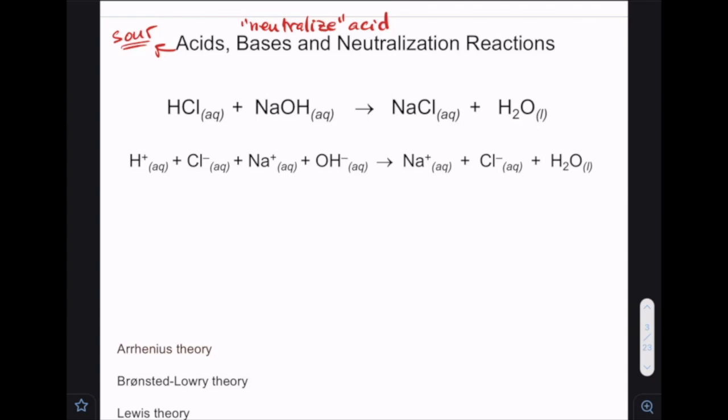Now, also on a historical note, things that were basic, that would neutralize these acids, tended to be group 1 and group 2 metals. So bases tend to be group 1 and group 2 metals. All right, so these are the alkali metals and the alkaline earth metals.